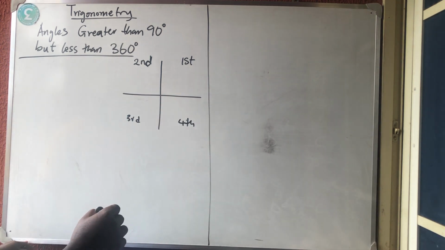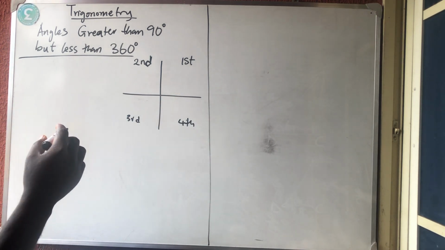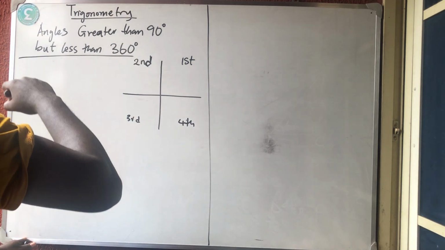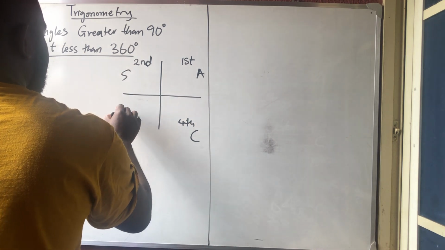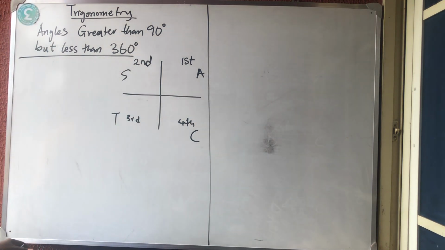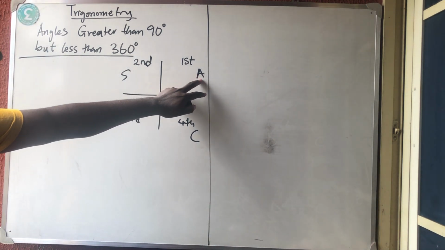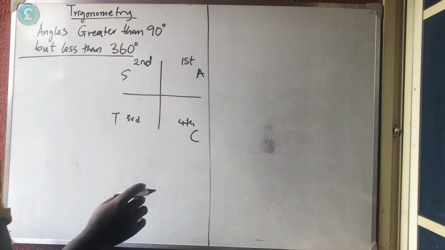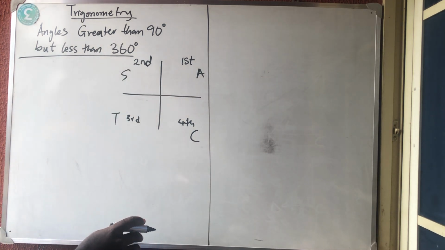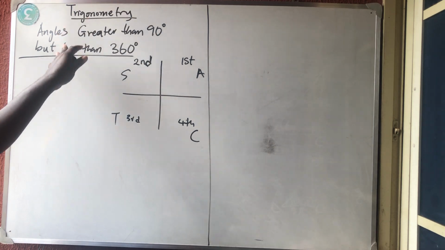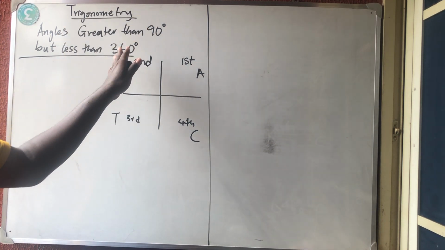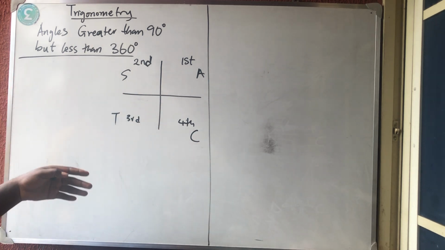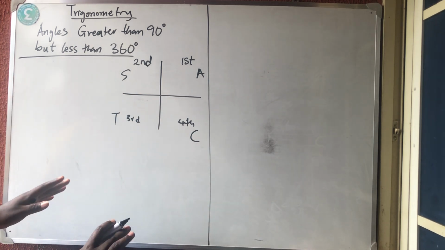Okay, so there's something that we call CAST. For CAST, we start from the fourth quadrant and go anti-clockwise. So CAST: C, A, S, T. This means that in the first quadrant, everybody is positive. That is why we have A. A means all. In the first quadrant, sine, cos, and tangent are all positive.